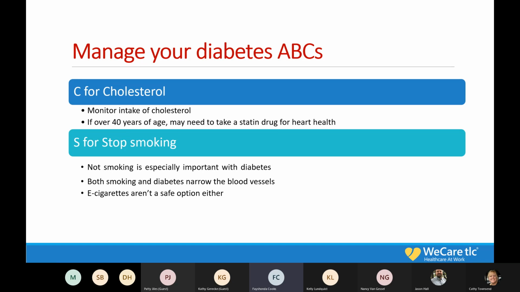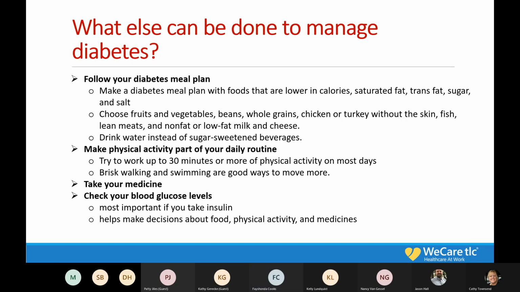S is for stop smoking. So you'll see ABCs: A1C, blood pressure, cholesterol, and stop smoking if you do smoke. What else can be done to manage diabetes? Follow your plan. Follow the meal plan.